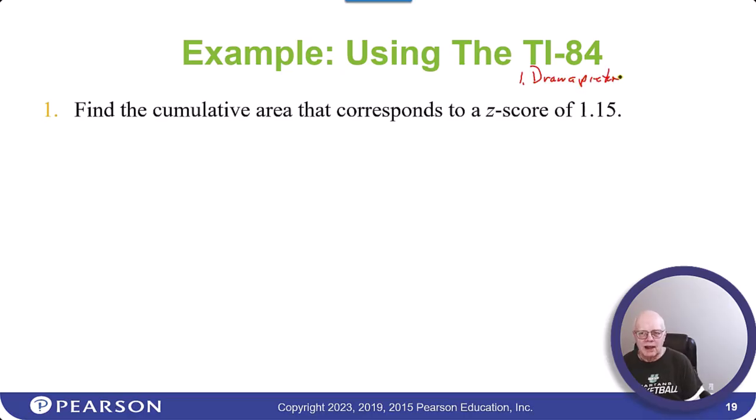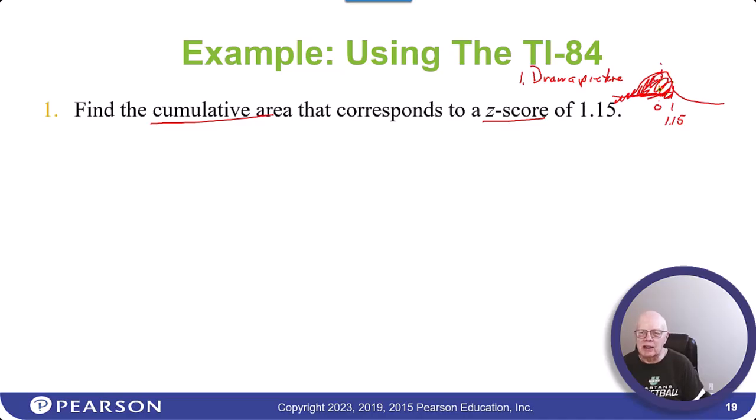What picture? It's going to be your normal curve. You don't have to be good at drawing it, just to give you an idea. Now, we're talking about z-scores, so right away we can say, oh, z-scores, there's 0 right in the middle. We're talking about a z-score of 1.15, so it's not to the left of that, it's over here to the right, 1.15. And we're talking about cumulative area, so it's everything up until you get to that 1.15.